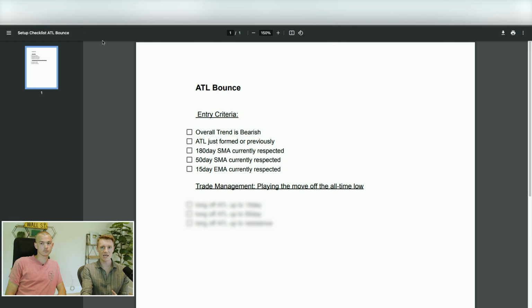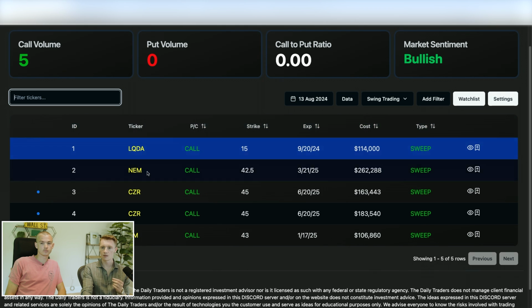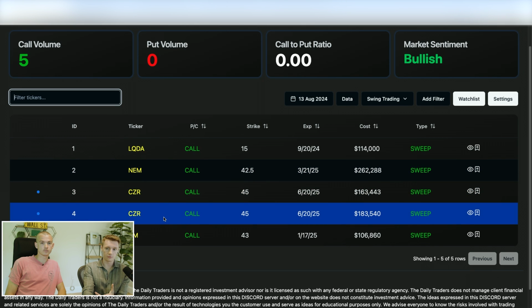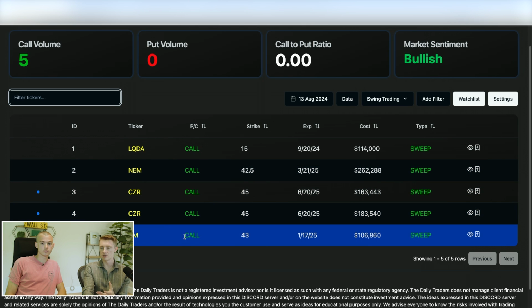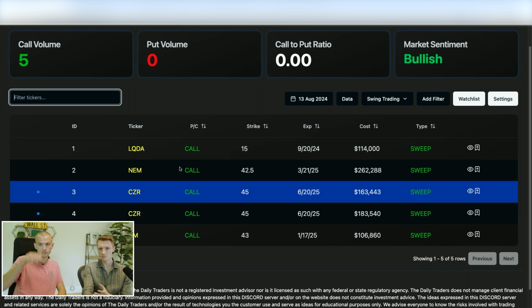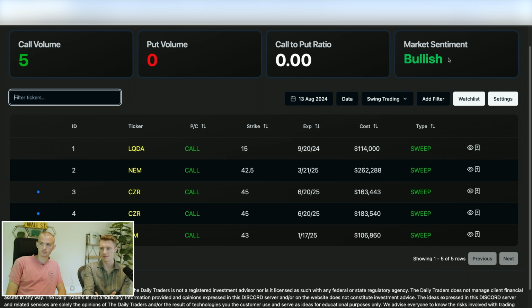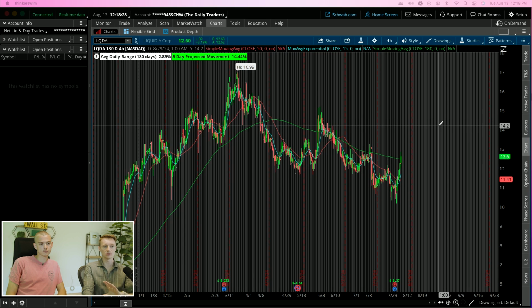Now, I want to say, when it comes to these orders that come through on my software, you can see we've got all calls today. Call volume 5, market sentiment is bullish. When I'm looking at a chart, we just looked at this chart and looked for the all-time low bounce. There are 2 more setups that you'll learn, and we would look at this chart and see if any of these other 2 setups are presented. I can tell you they're not right now.